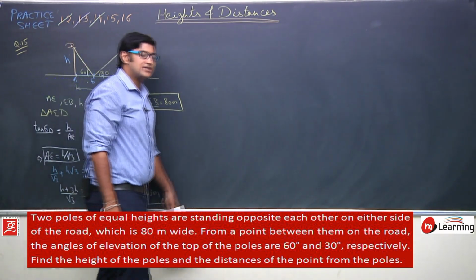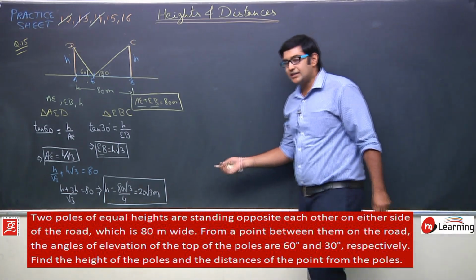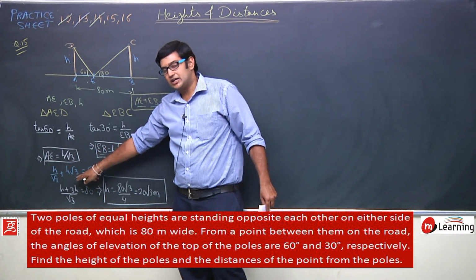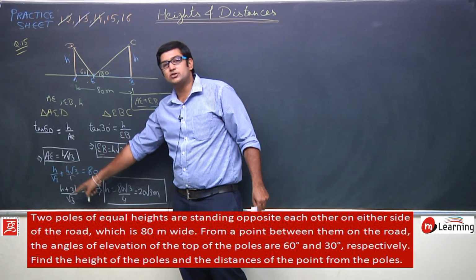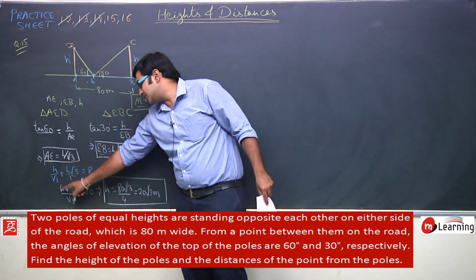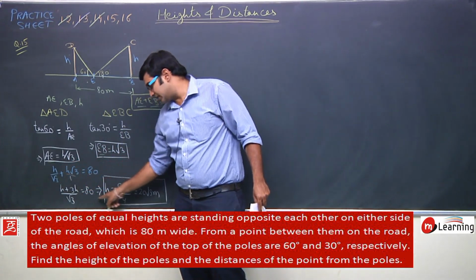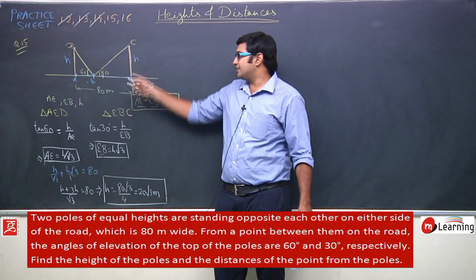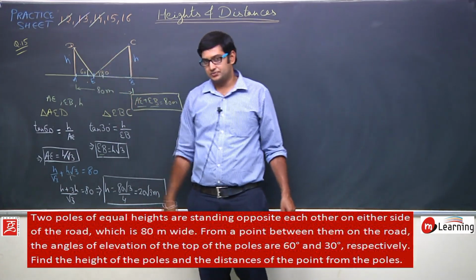You can see the calculation, it's very basic. So there is nothing to explain in this calculation. H by root 3 plus H root 3, so the denominator is 1. I have taken LCM. LCM is root 3. So here I get H plus root 3 into root 3, that is 3H upon root 3. Then solving it, I get H is equal to 20 root 3. H represents the height of these poles.